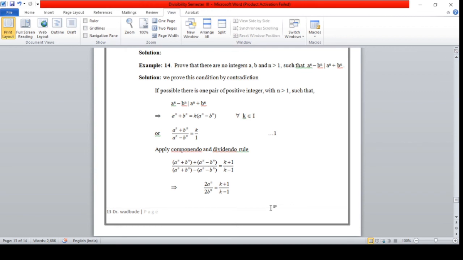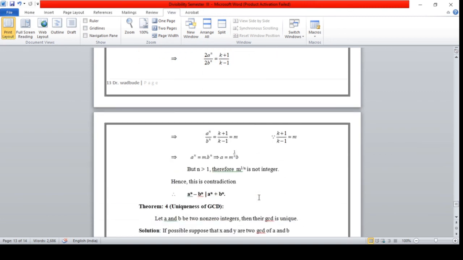Applying the componendo and dividendo rule, this is the well known rule, means numerator plus denominator upon numerator minus denominator. Apply this. a raised to the power n plus b raised to the power n plus a raised to the power n minus b raised to the power n upon a raised to the power n plus b raised to the power n minus a raised to the power n minus b raised to the power n is equal to k plus 1 upon k minus 1. After solving, this implies twice a raised to the power n upon twice b raised to the power n is equal to k plus 1 upon k minus 1.